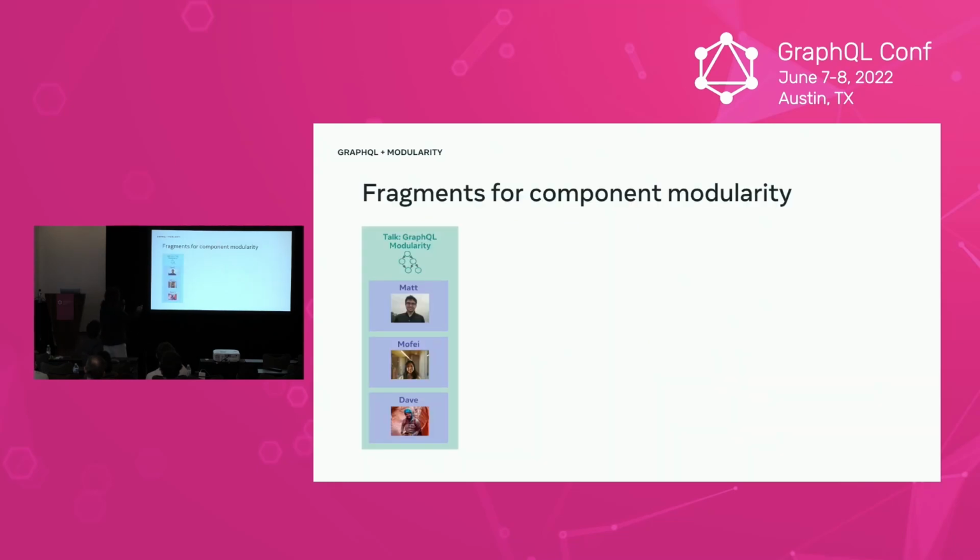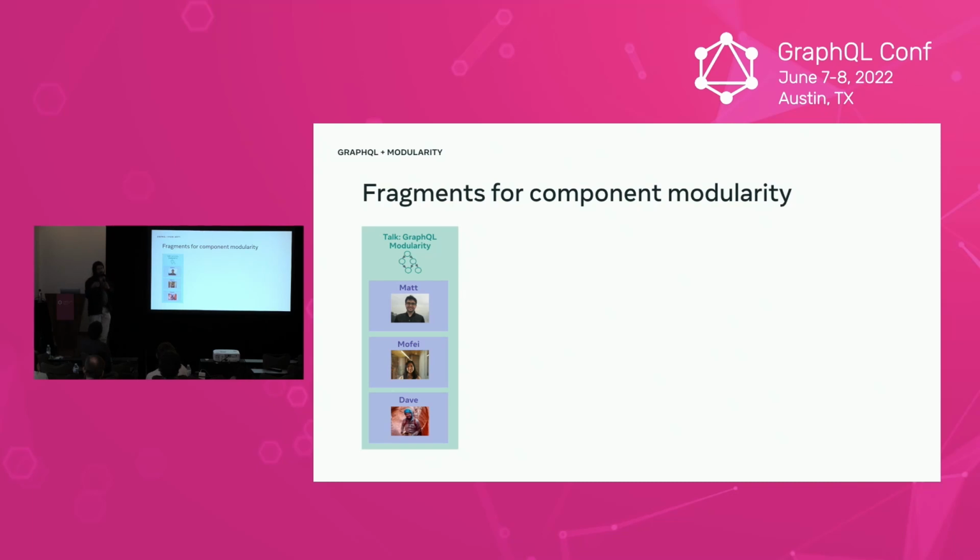So the promise of the clicker is somewhat like the promise of modularity in GraphQL. So I'm going to go back up here. This will work.